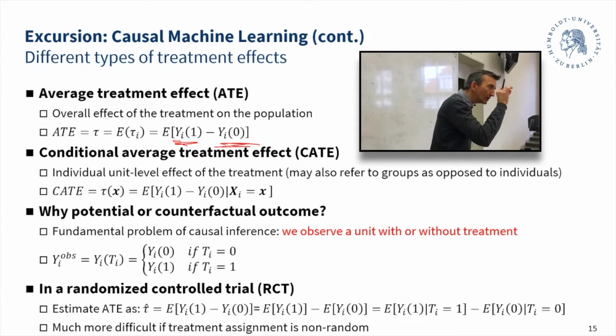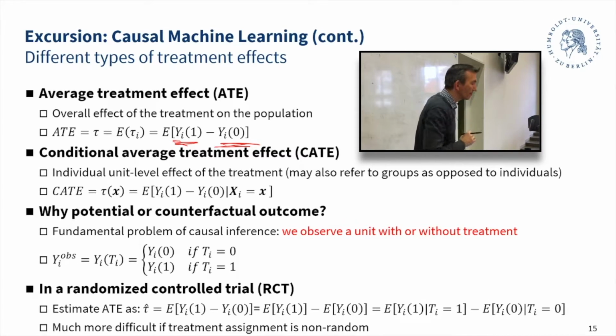We can treat a unit, we can treat a customer, or we can decide to not treat a customer, but we can never do both at the same time. We cannot give a coupon and not give a coupon at the same point in time. So the definitions here are theoretical. They are not yet actionable because these two states can never be observed. And this is why they are called potential outcomes.